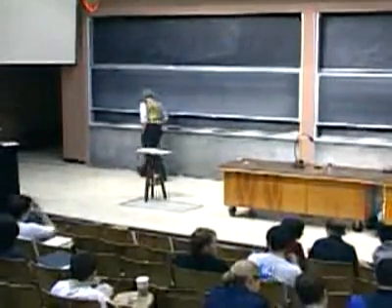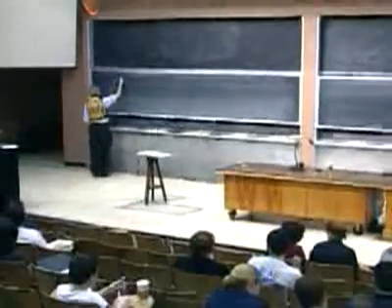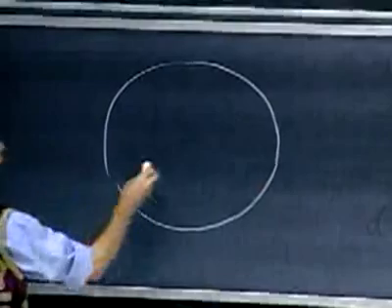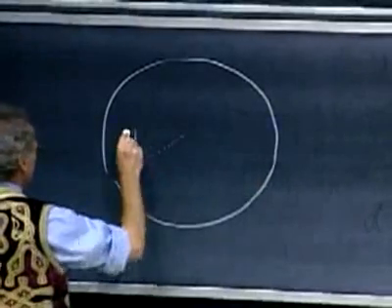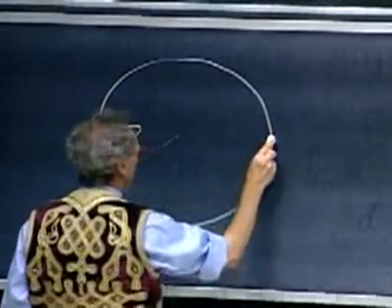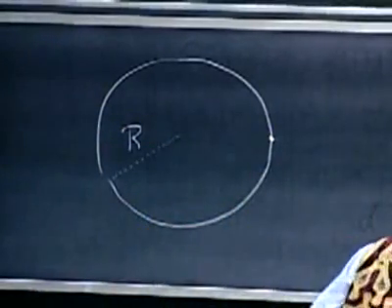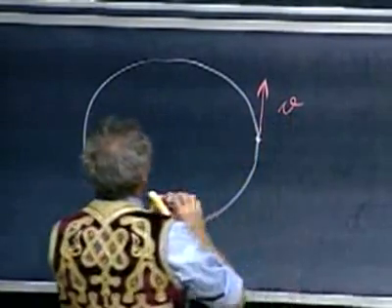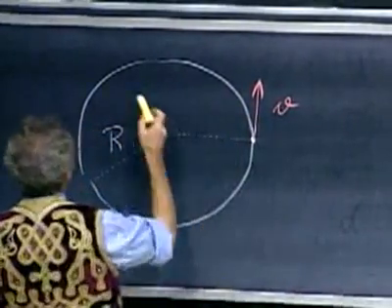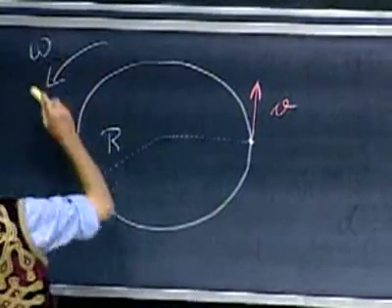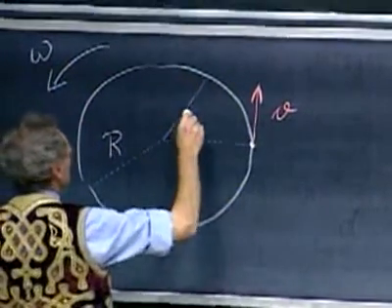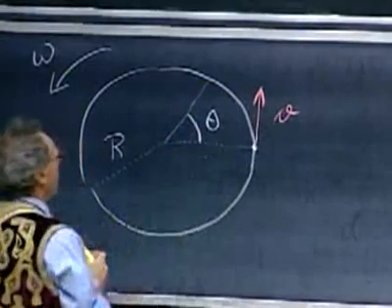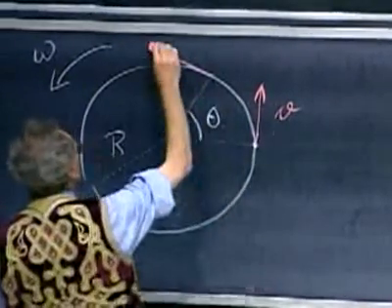We have here, going back to rotating objects, an object that has a certain velocity, v, and it's going around with angular velocity omega, and a little later the angle has increased by an amount theta, and then the velocity is here.